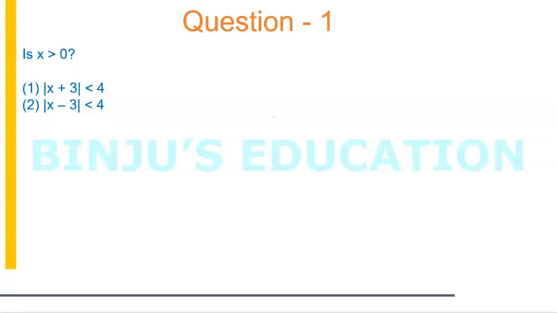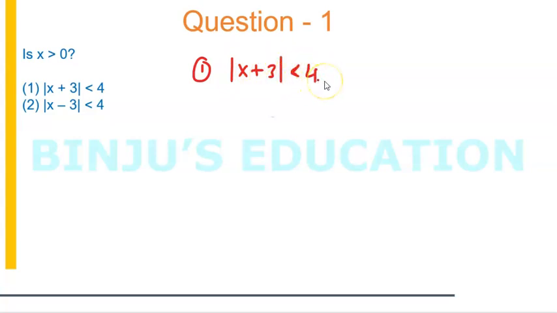All right, let's see how we can solve this one. So the question is: is x greater than 0? Statement number 1 is mod of x plus 3 is less than 4. The second is mod of x minus 3 is less than 4. So, is x greater than 0? My first statement is mod of x plus 3 is less than 4.